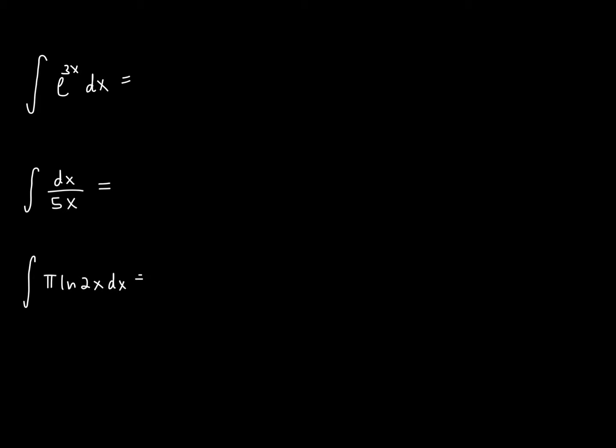All right, this first one is pretty simple. It's going to be e to the 3x. Now remember, when I take the derivative of this, it's going to be e to the 3x times the derivative of this, which is 3. So I need to divide by 3 plus c.